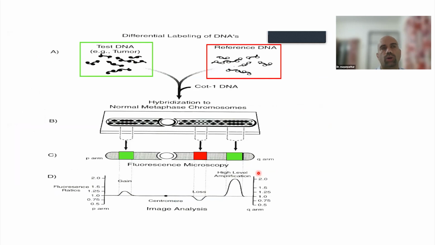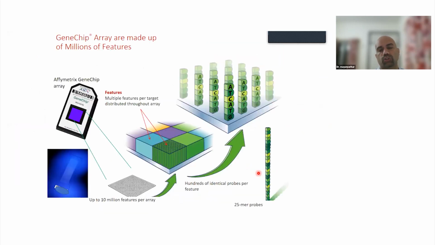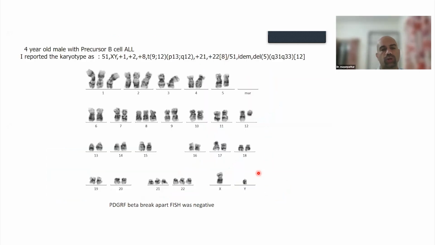Array CGH and SNP arrays are used more and more nowadays, wherein on an SNP array you have a lawn of nucleotides on a chip. What you do is you put the patient DNA on it, and you will get signals. Now let me show you one of our patients.